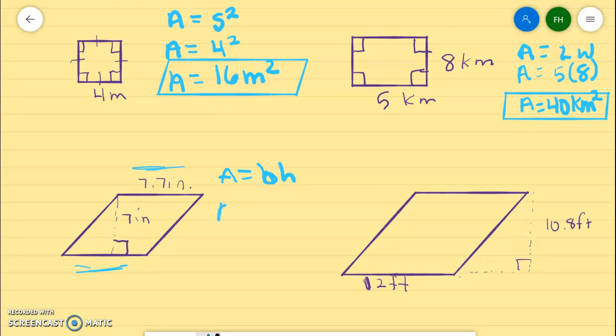So your base is 7.7, and your height is measured from the top to the bottom, and it makes a right angle. So it's the distance from one base to the other base. So your height here is 7. So you would do 7.7 times 7, which I think is 53.9, and it would be square inches.